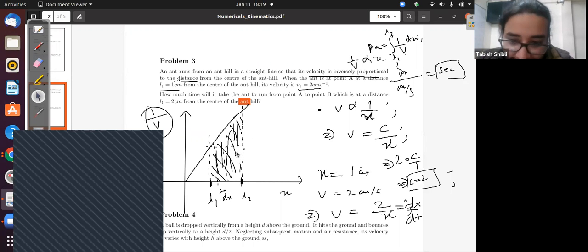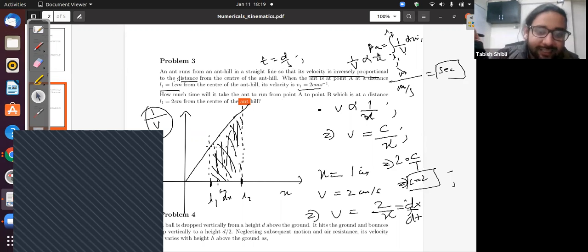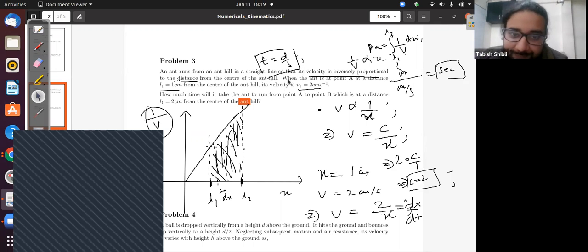Sir, can't we directly say that time is equal to distance by speed? Yeah, sure. Time is equal to distance by speed. But you do realize that this is not linear, as in it's not just speed. The speed is also changing with distance. So you'll actually have to do an integral, because it is 1 by x that it is depending on. So this won't really work. This only works when your acceleration is constant. If your speed itself is changing with distance, then you cannot use this formula, right?